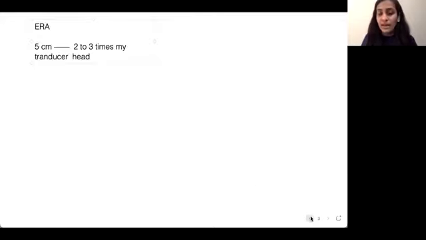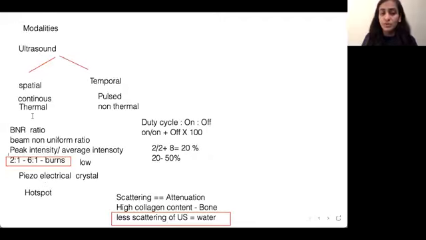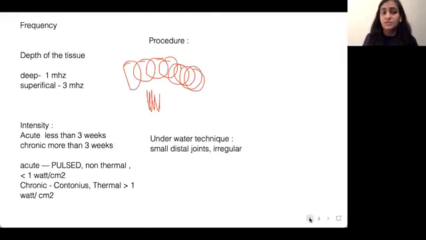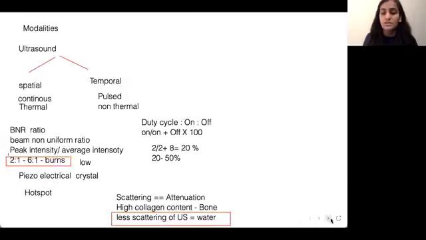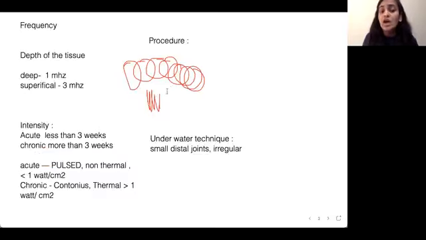Okay. So quick recap, what all did we do? We did the characteristics of continuous beam, non-uniform ratio, and the hotspots were important. In temporal, we decided how to calculate the duty cycle and how much duty cycle we need for non-thermal ultrasound. Then we discussed frequency, 3 megahertz, 1 megahertz, when to use. Then we discussed the intensity, when to use less than 1 watt per centimeter square, greater than 1 watt per centimeter square. We discussed the uses of thermal ultrasound, uses of non-thermal ultrasound. We discussed the procedure with direct coupling, with indirect coupling also.